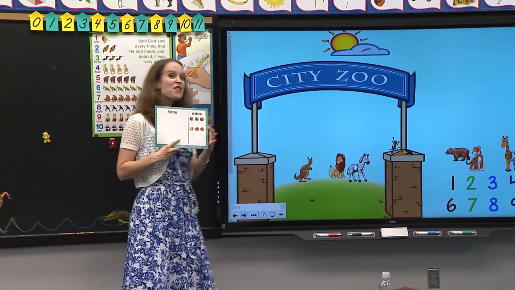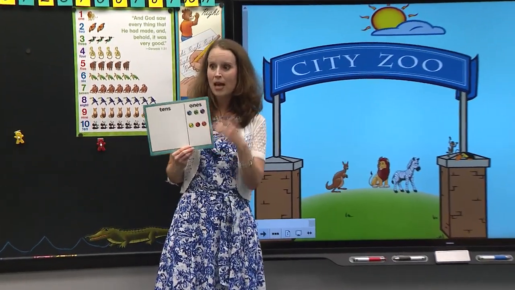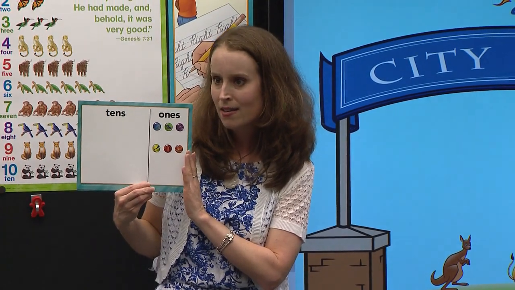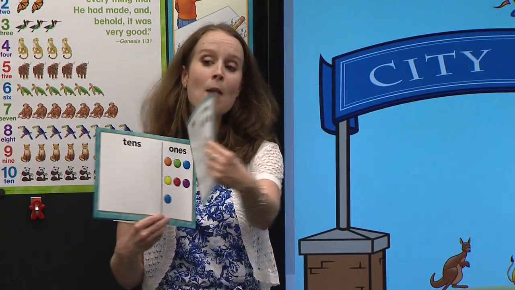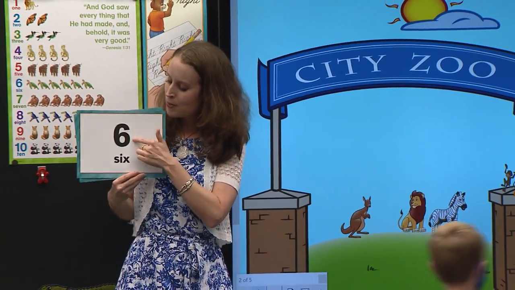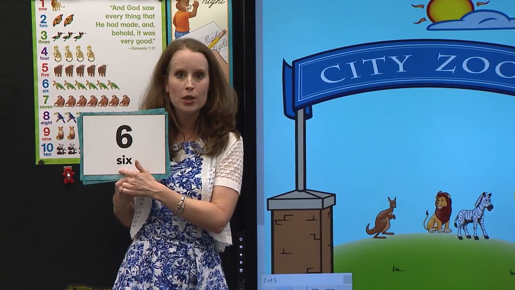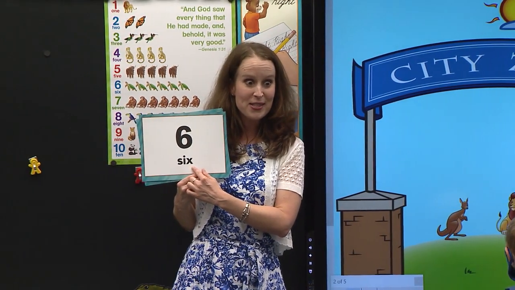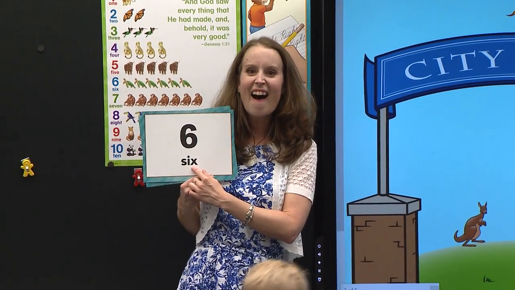I would like to have this number of animals in my zoo. And Trey, why don't you help me? How many marbles do you see on my card? 6. I do. I have 6. And Trey, come move to make 6 animals in my zoo. And let's look at our number on my card. I have the number 6 and I have the number word 6. S-I-X is the number word 6.